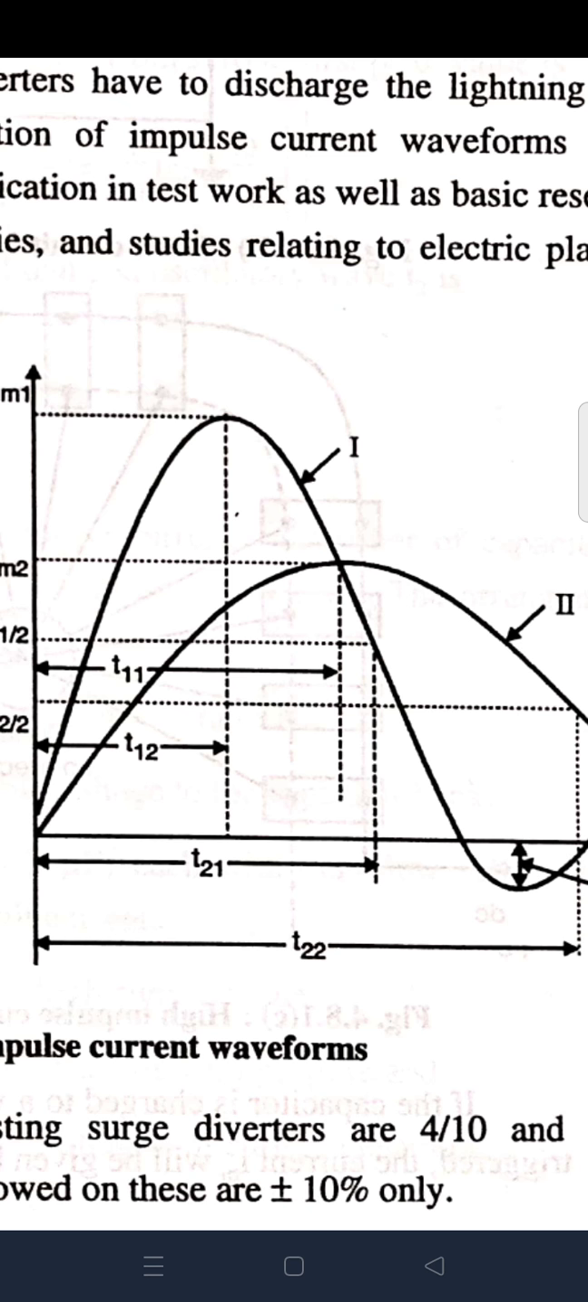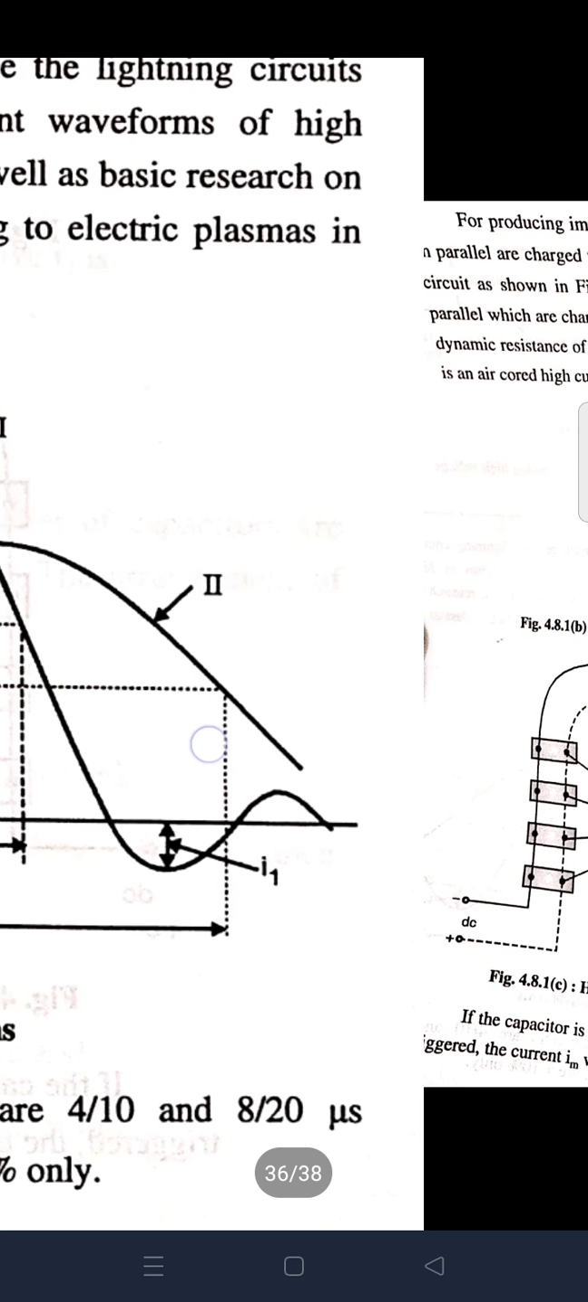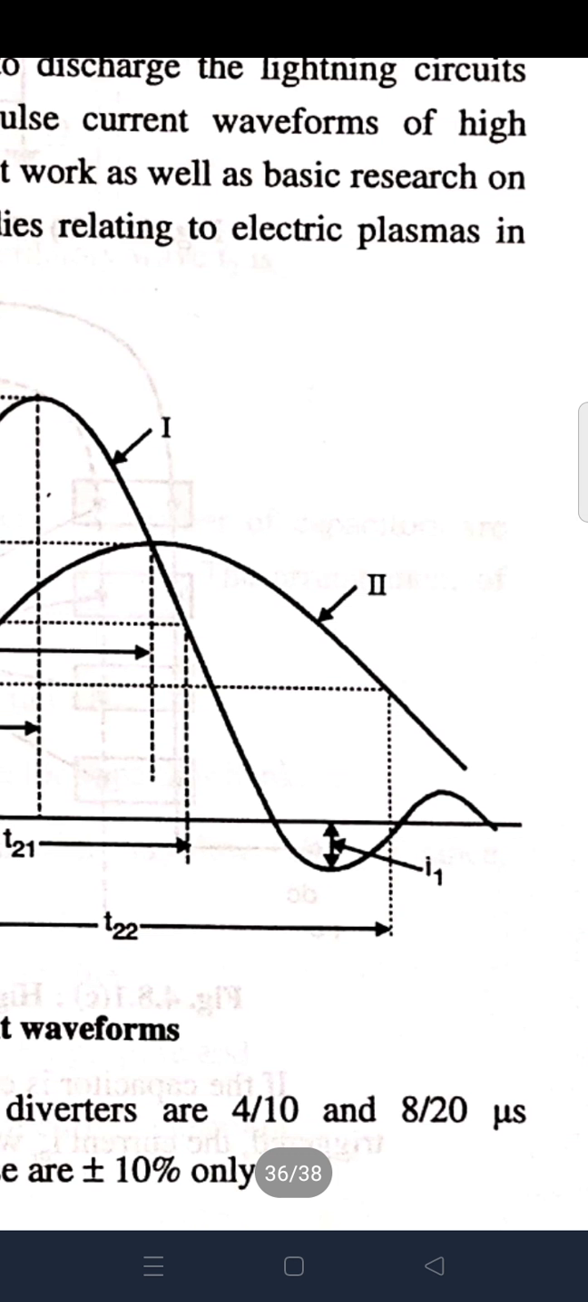Small i1 is the overshoot, capital I is the damped oscillatory wave, and I1 is the overdamped wave. The wave shapes used in testing surge diverters are 4/10 and 8/20 microseconds. The tolerance allowed on these is plus or minus 10% only.